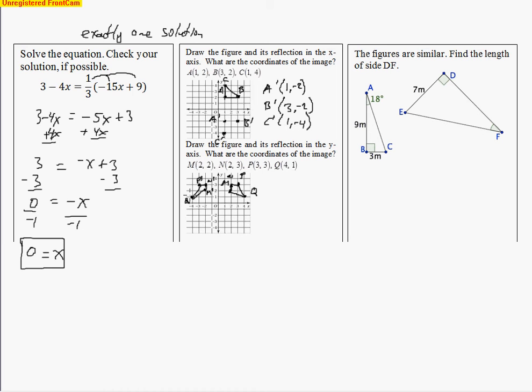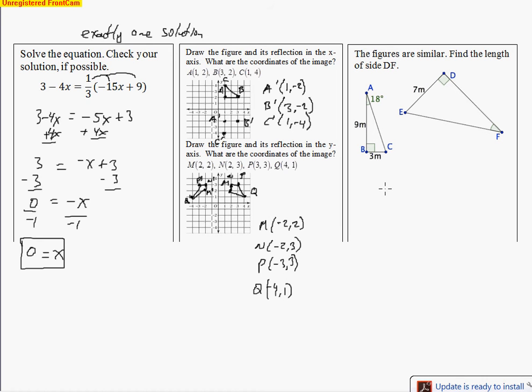So to write those points, notice that what happens is the x value changes sign. So M is going to be negative 2, 2. N is negative 2, 3. P is going to be negative 3, 3. And Q is negative 4, 1.